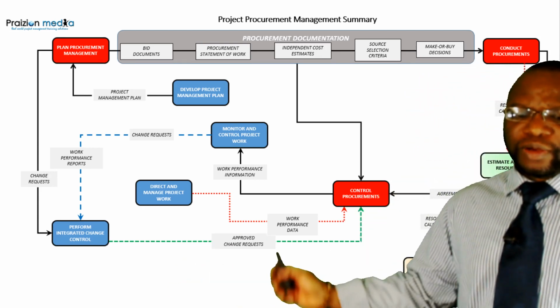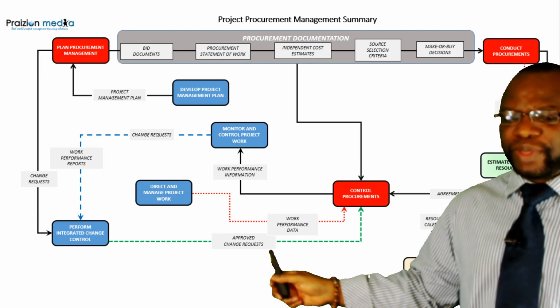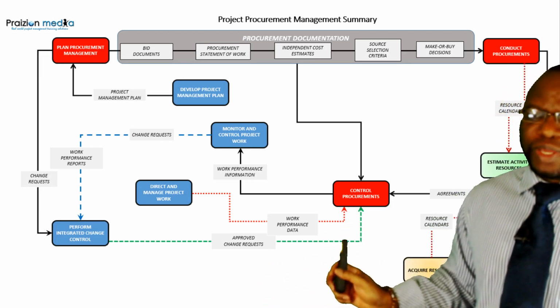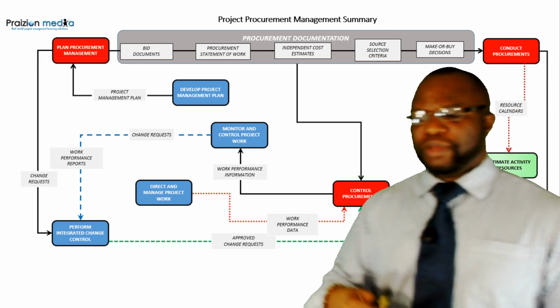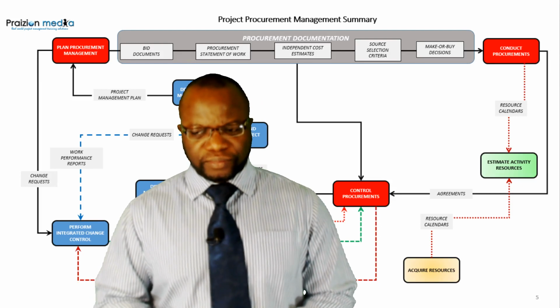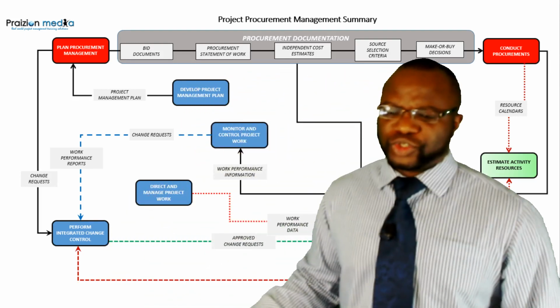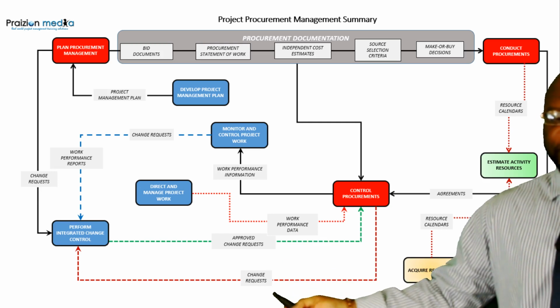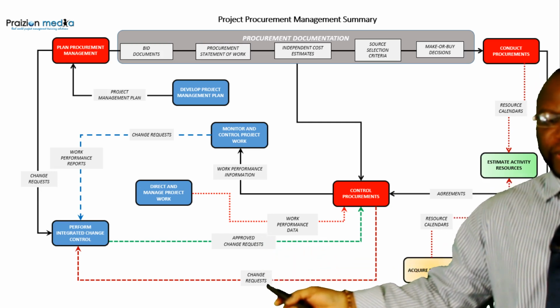What are we getting? Approved change requests. This is another one that people miss, but approved change requests need to become an input to control procurement because we need to carry out the change request. Also, from control procurements, we get a feedback loop of the change requests themselves. So these are two very important aspects.